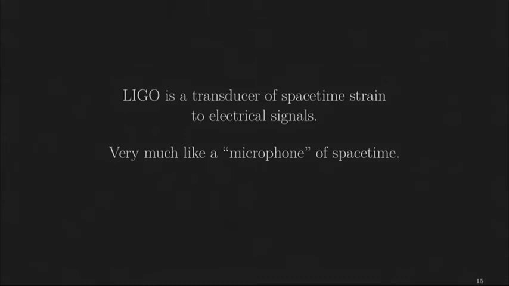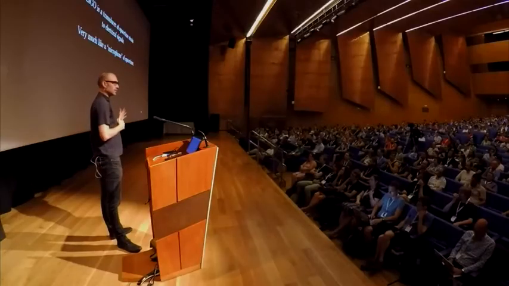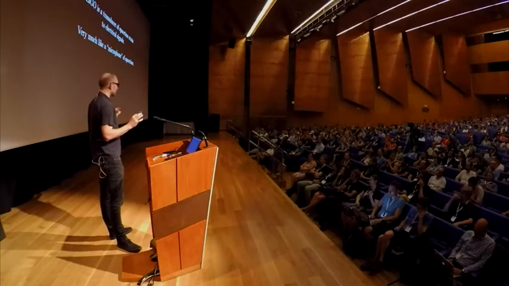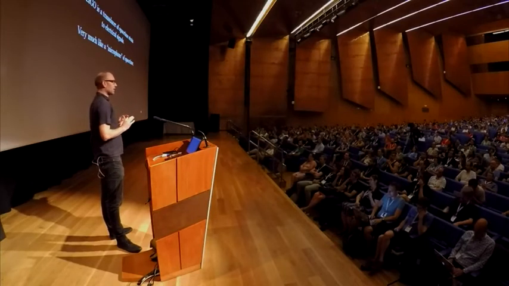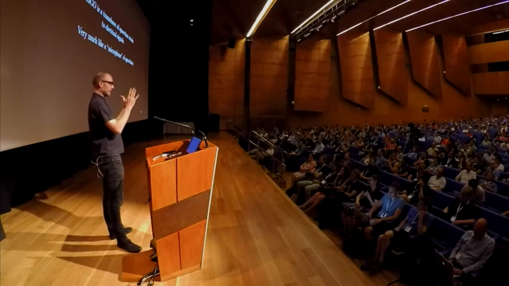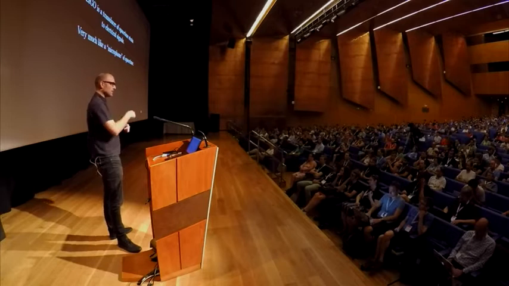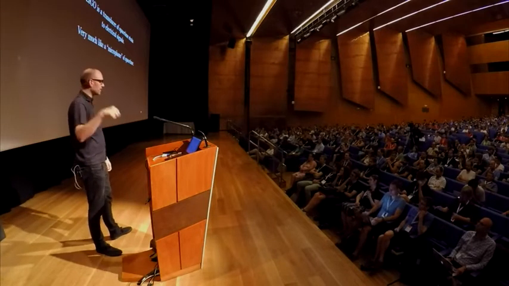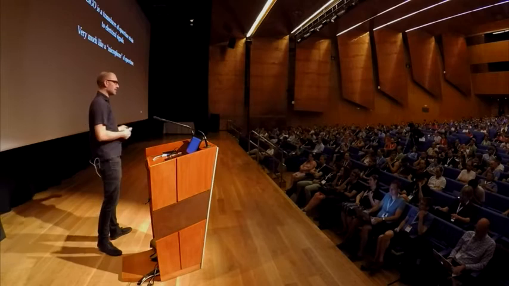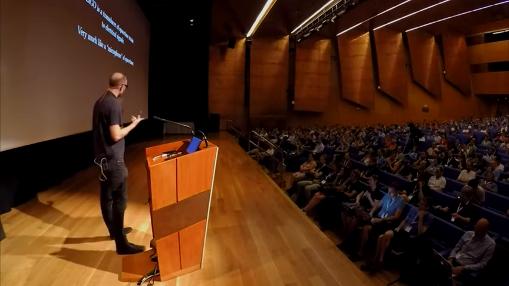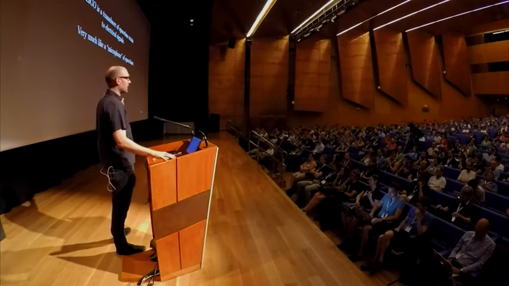All right, so basically, LIGO is just a transducer of the space-time strain, of the movement of space-time, to an electrical signal. That's basically what it is. It's really very similar to a microphone in a lot of ways. A microphone, when it gets the pressure from the air, moves, and turns that into an electrical signal that we can then digitize and process and listen to. Well, it's very similar with LIGO.